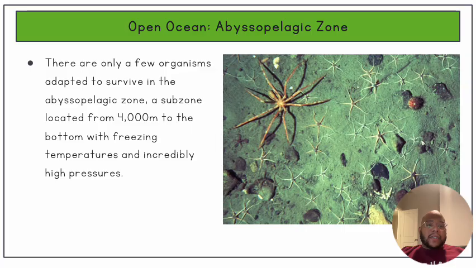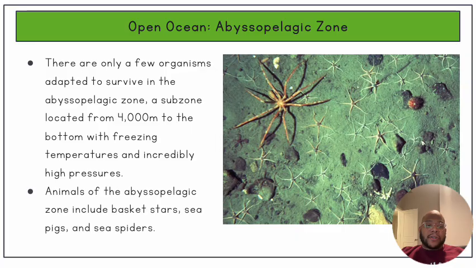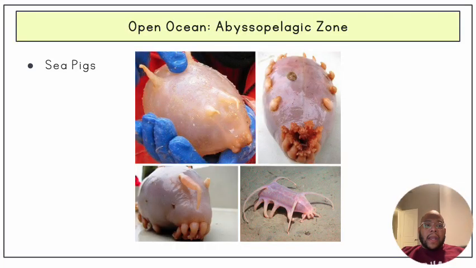The abyssopelagic zone is where very few organisms adapt to survive, and it is a subzone located from 4,000 meters to the bottom with freezing temperatures and incredibly high pressures. Animals of the abyssopelagic zone include basket stars, sea pigs, and sea spiders. And here you can see some of those sea pigs. So if you ever wonder what a sea pig looks like, this is it. An interesting creature, I must say.